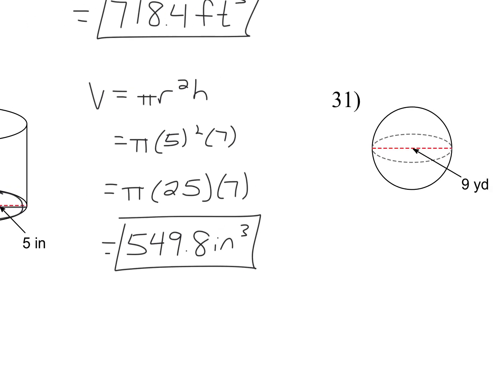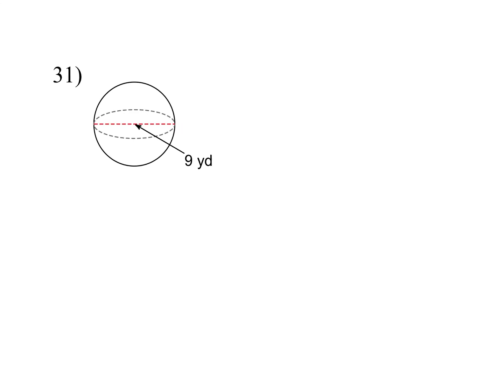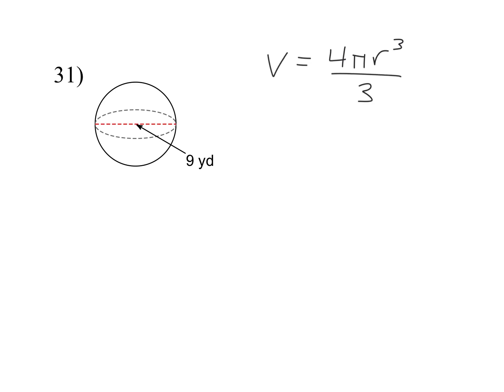What is the shape of number 31? Sphere. It is a sphere. So we're going to follow the formula 4 pi r cubed divided by 3. What is the difference between this formula compared to all the other ones? There's no height, and the radius goes all the way through. There's no height. What else do you notice about the formula?